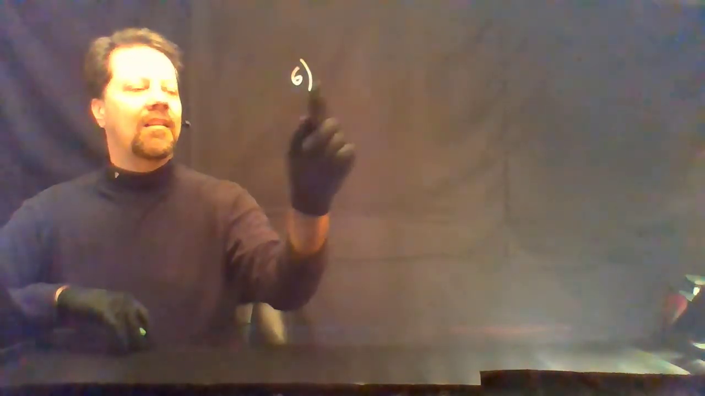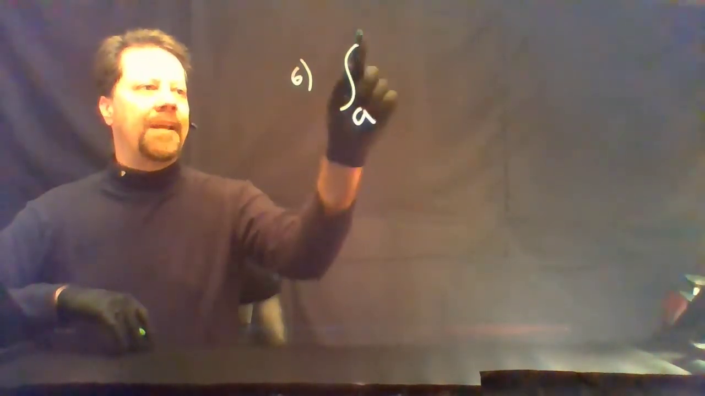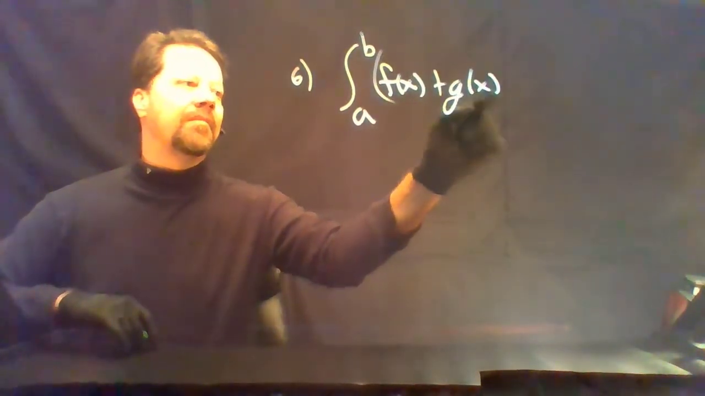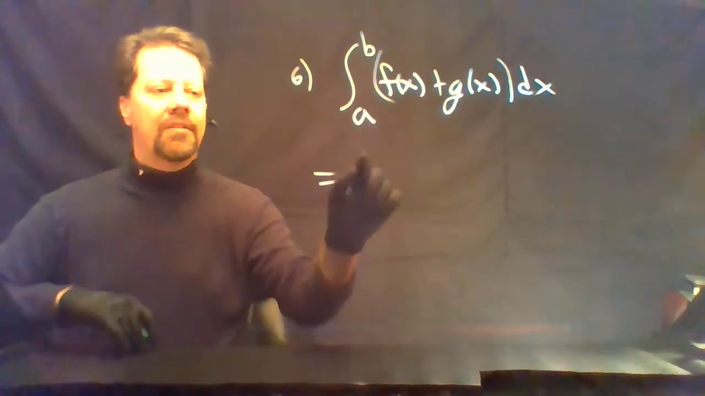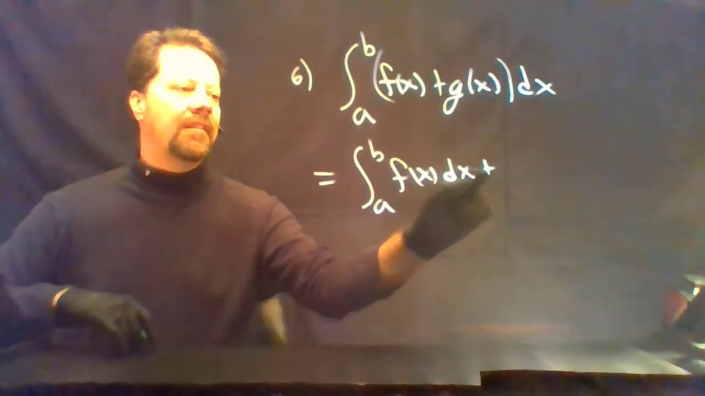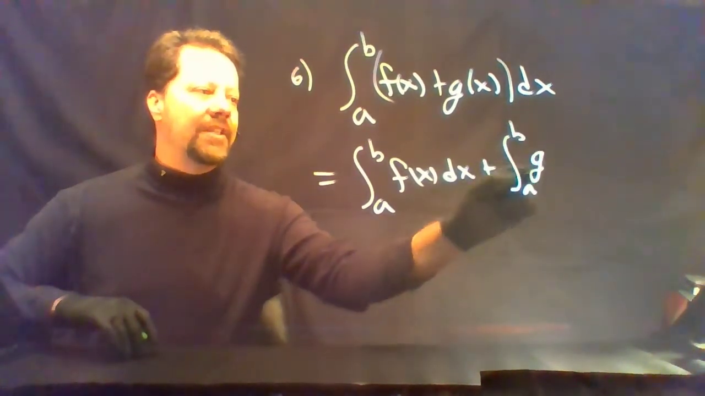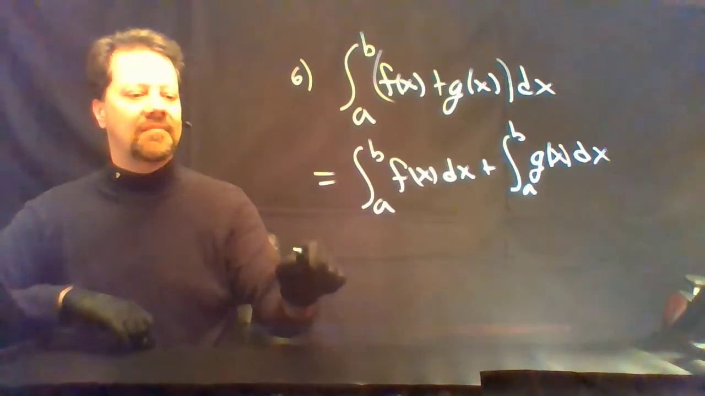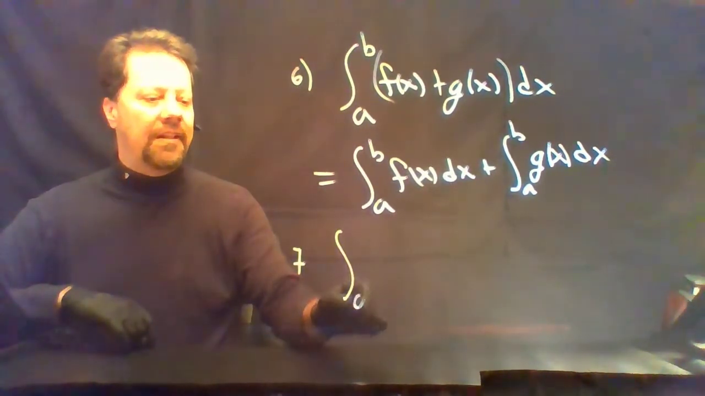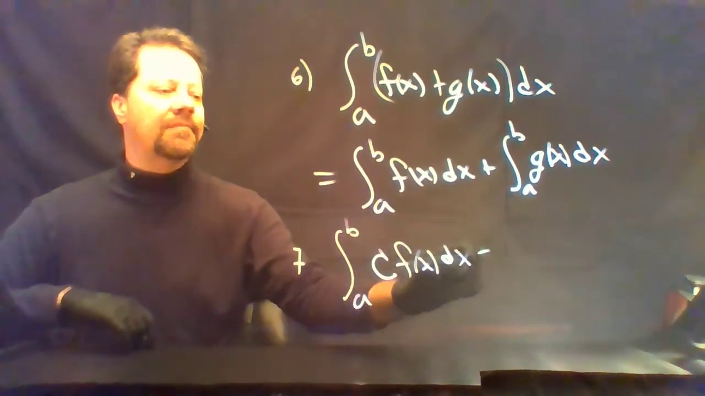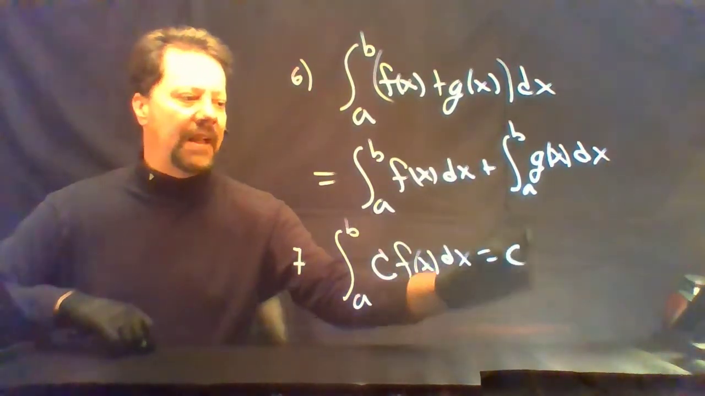Obviously, if you take the integral from a to b of f of x plus g of x, you'll get the same thing if you integrate f and then integrate g. Similarly, if you integrate from a to b some constant times f of x, this constant can be pulled out.